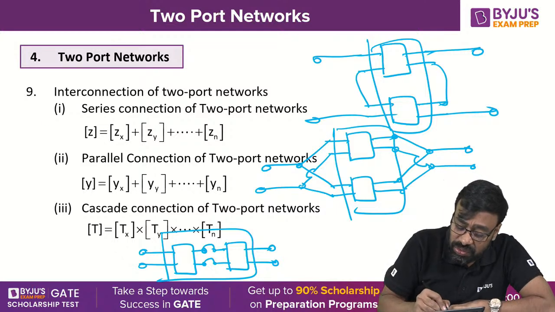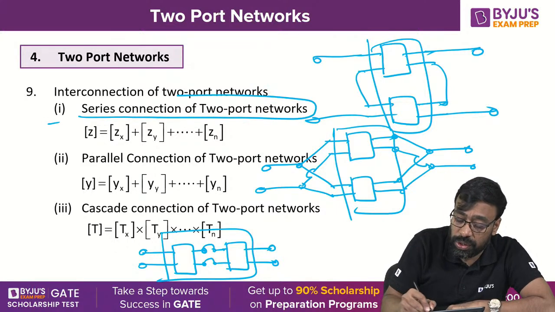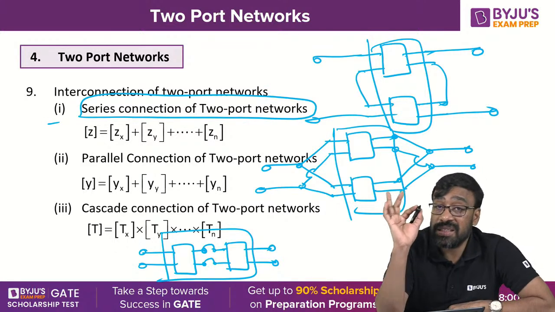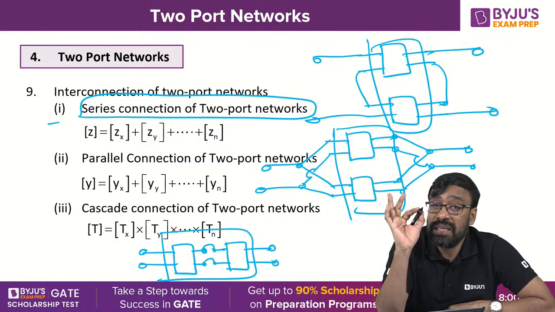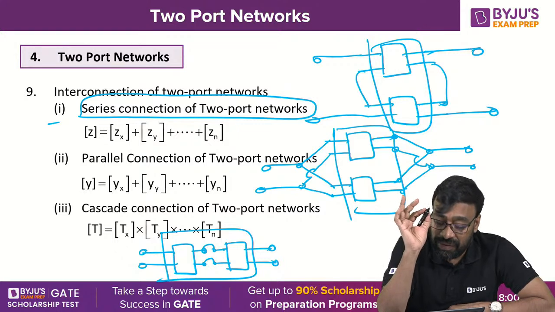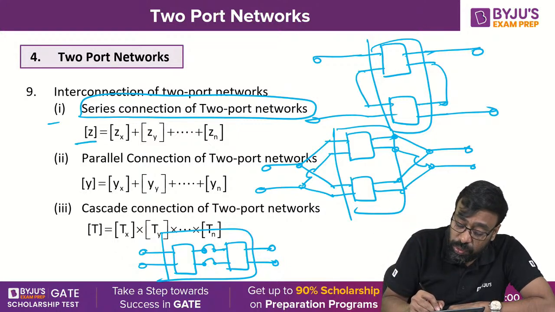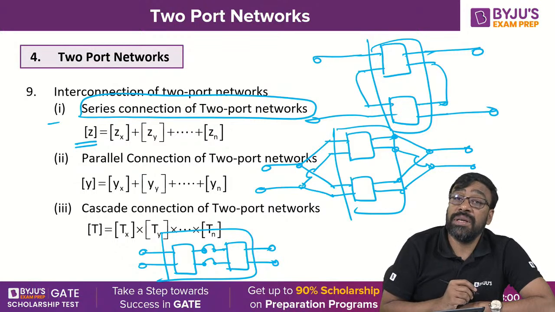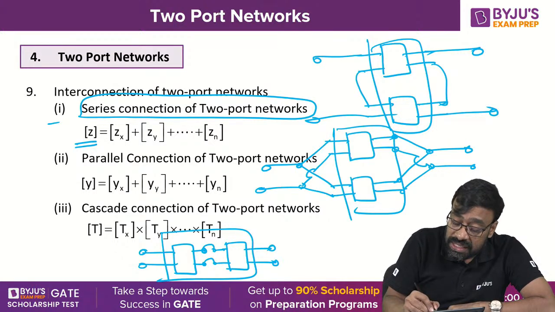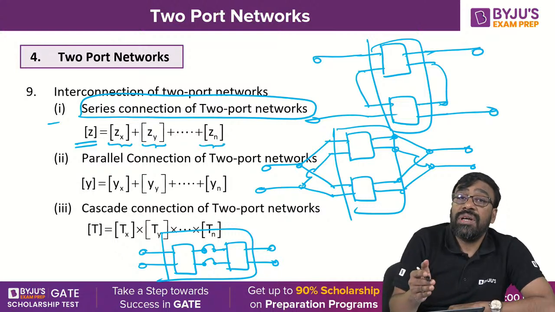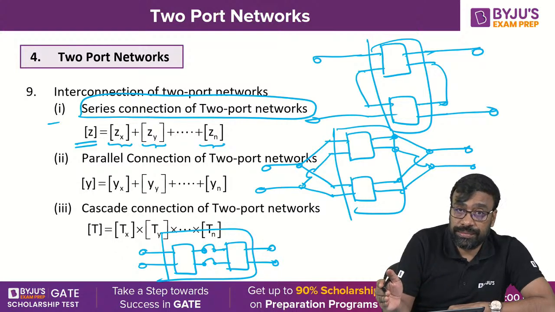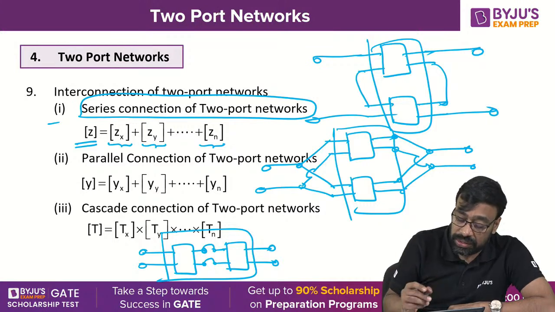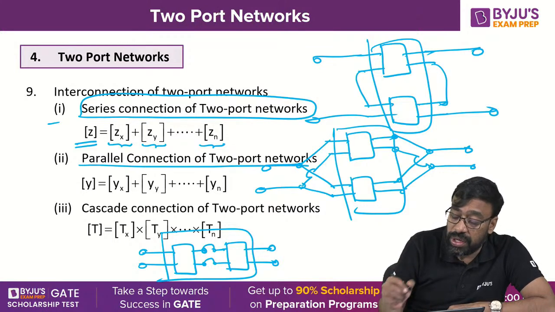So the first connection is the series combination of two-port networks. When two-port networks are connected in series, usually Z parameters are more convenient to express, and the relation is readily available. The resulting two-port network's Z parameters will be equal to the summation of the Z parameters of the individual two-port networks. Okay, next. Parallel connection of two-port networks.